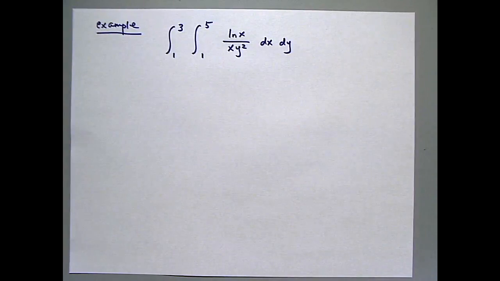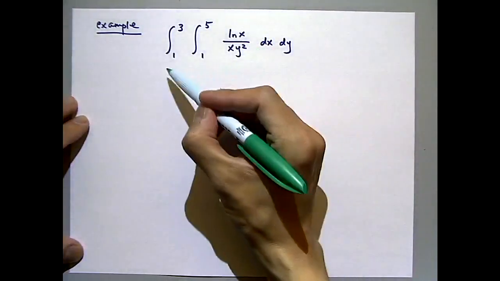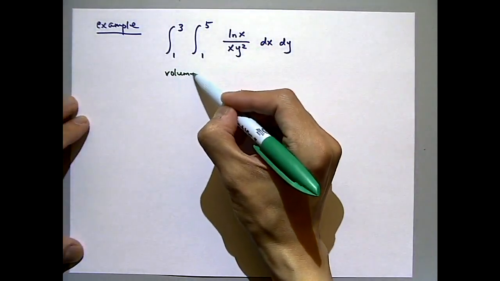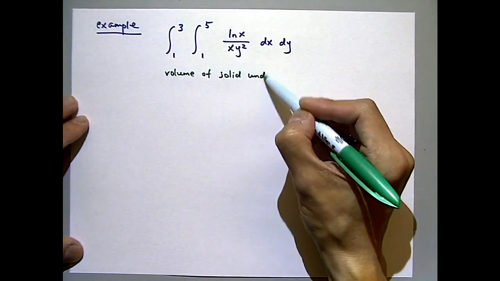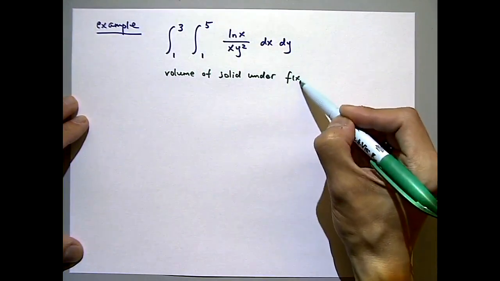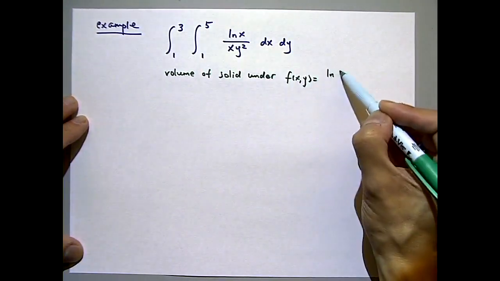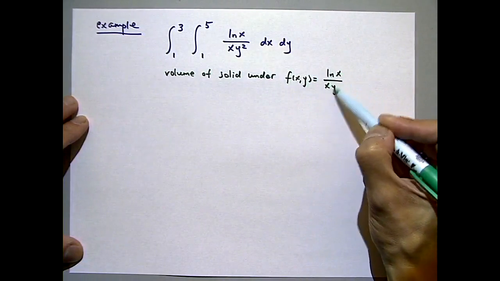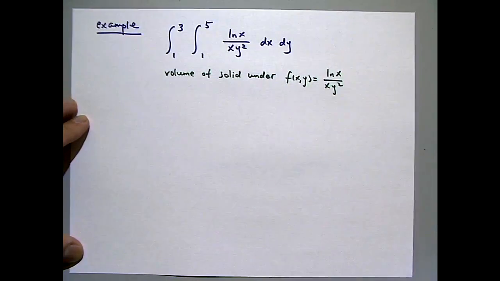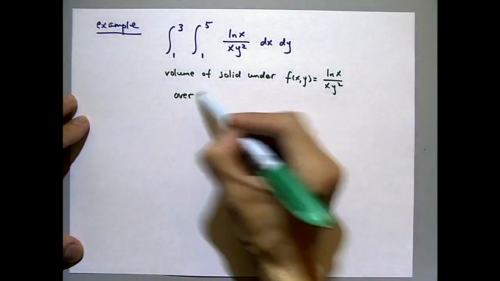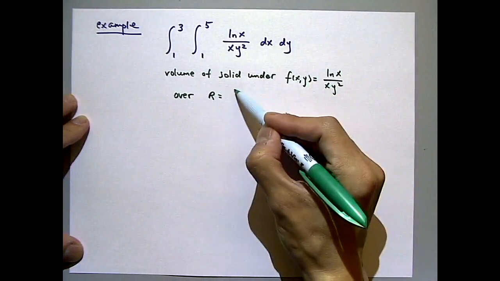All right, so here we got double integration. Interpret this in terms of a solid. This is the volume of the solid under the surface ln of x over xy squared, which we can't visualize really. I don't even know what that looks like, but whatever, it's what it is, over the grid.